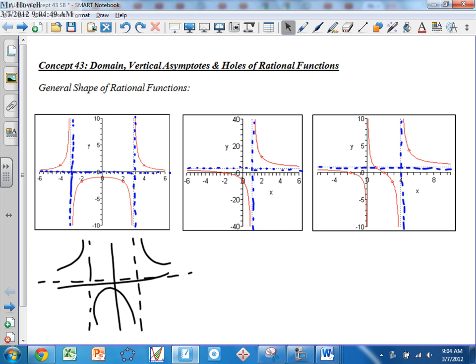All right, so again, we're going to start by looking at the general shape of a rational function. A lot of rational functions have the same general shape. There are some exceptions, and we'll go over those. But generally speaking, they're looking like hyperbolas. So if you look at the middle graph here, the middle graph is our best example of a hyperbola.